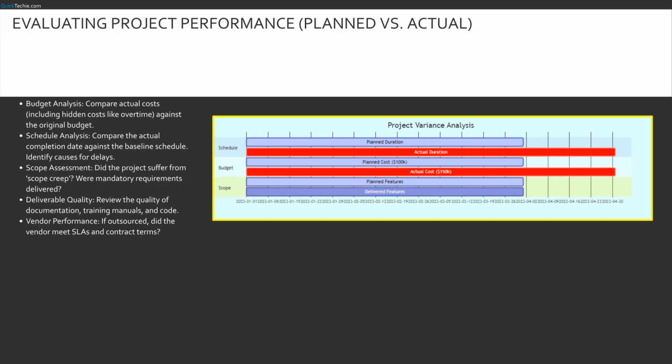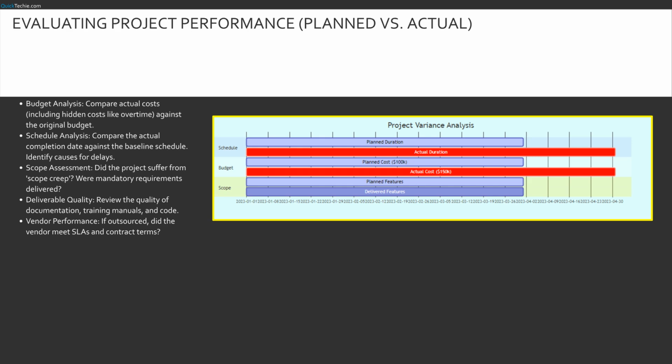This Gantt-style chart visualizes variance. The top section shows schedule. The actual duration bar is longer, red, than the planned duration. This visualizes a delay. The middle section represents budget. Actual cost exceeds planned cost, indicating an overrun. The bottom section compares scope.